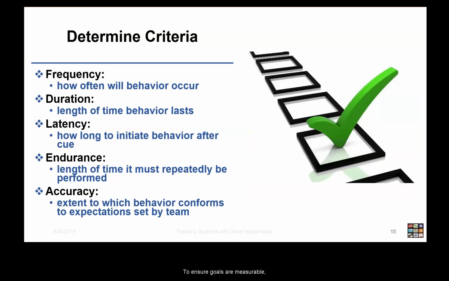To ensure goals are measurable, you need to determine the criteria that will demonstrate the goal has been achieved. Asking yourself these questions will help you write goals that are written in a way that makes it clear whether the goal has been accomplished.